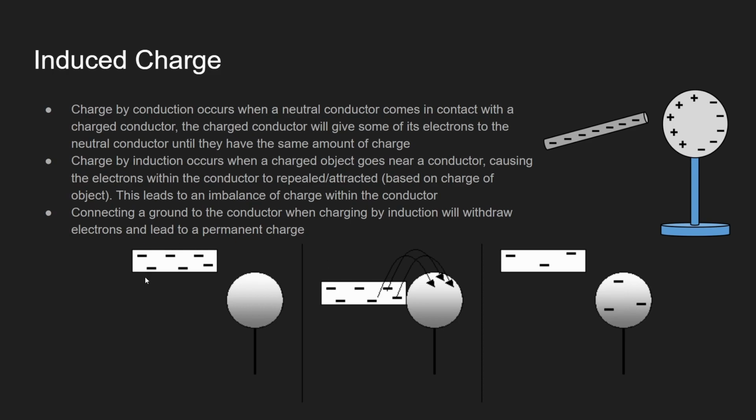Charge by induction occurs when a charged object goes near a conductor, causing the electrons within the conductor to be repelled or attracted based on the charge of the object, and it leads to an imbalance within the conductor. So if we look within this conductor here, we have a neutral conductor here, but a charged conductor here. We have this negative charge, which is going to not attract the positive charge, but rather repel the negative charge. Remember, the protons, meaning the positive charge, cannot move within the structure.